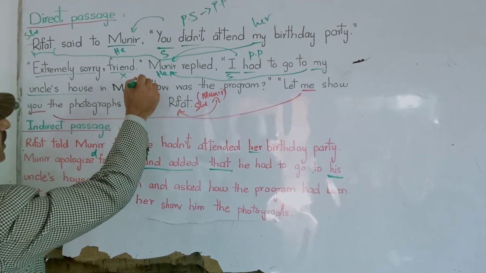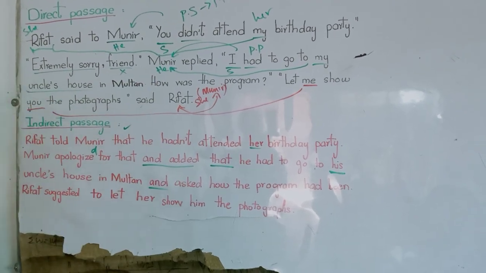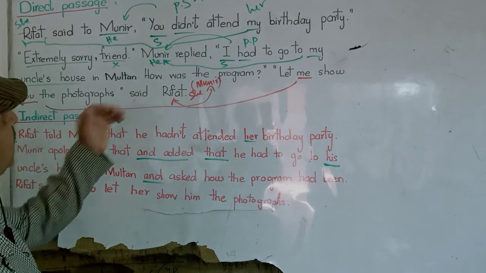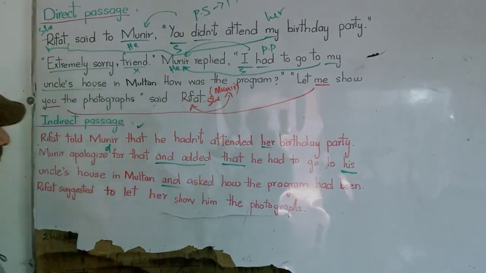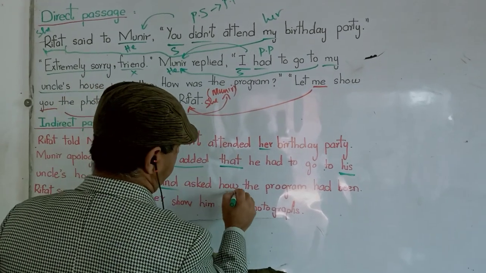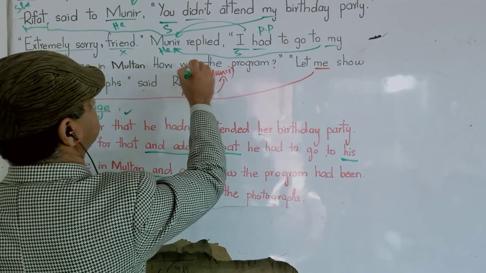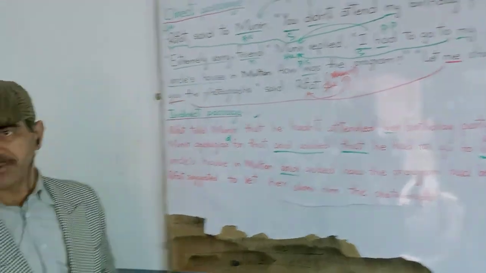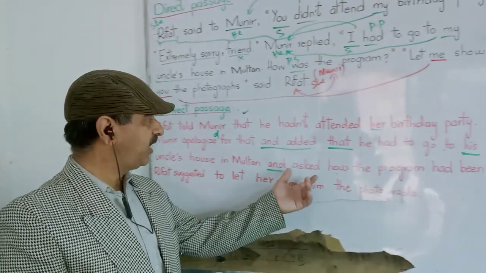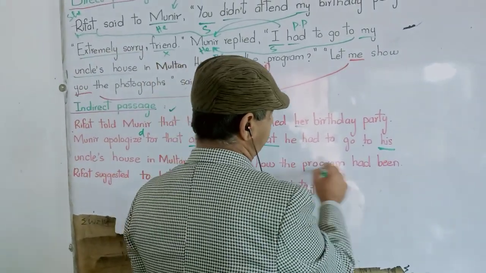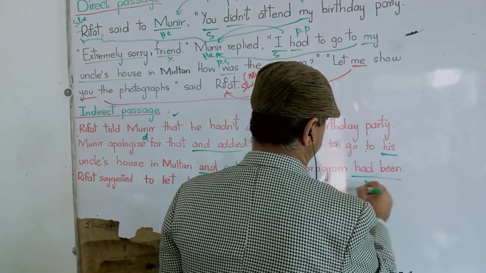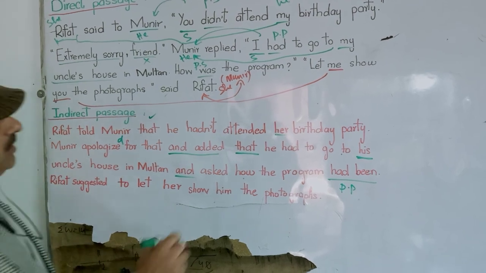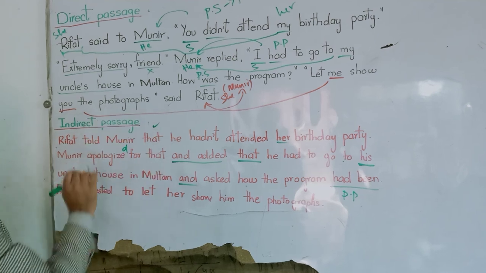And we have to join the next sentence, so we'll write "and asked". How was the programme? He is asking. And asked how the programme had been. "Was" is the past simple, and past simple changes into past perfect. So it will be changed into "had been". Had been is the past perfect. How the programme had been.